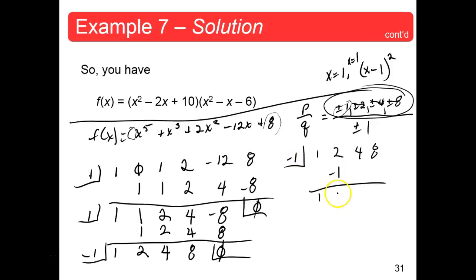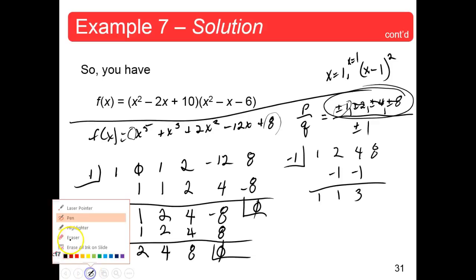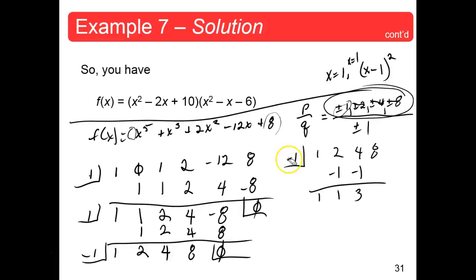Minus 1. One. Minus 1. 3. Minus 3 isn't going to work, is it? Okay? Forget about minus 1. Okay, that didn't work. All right, so we'll erase minus 1, erase this, and erase that.